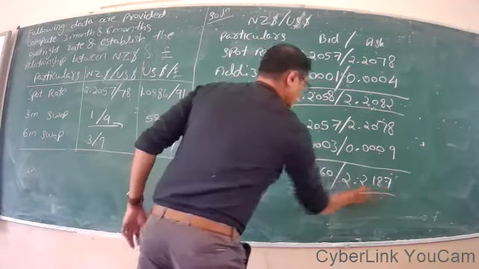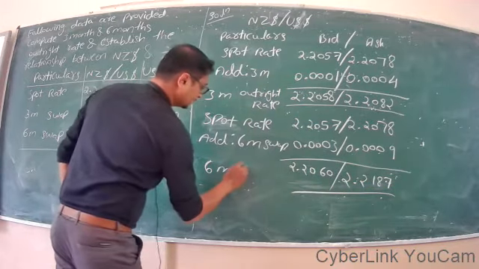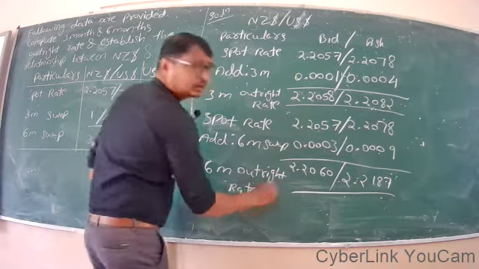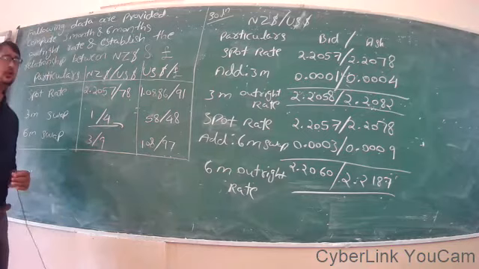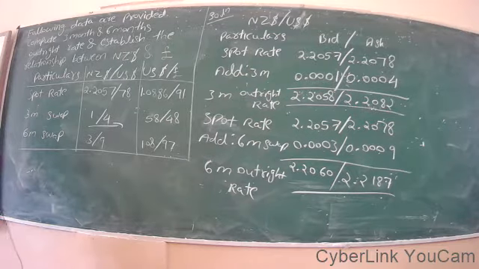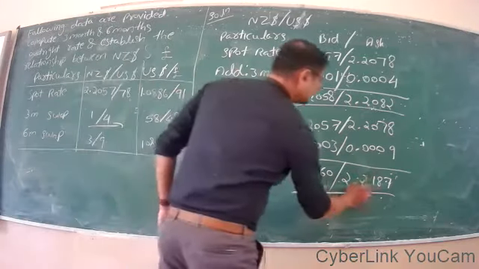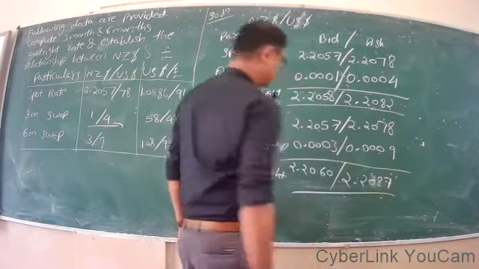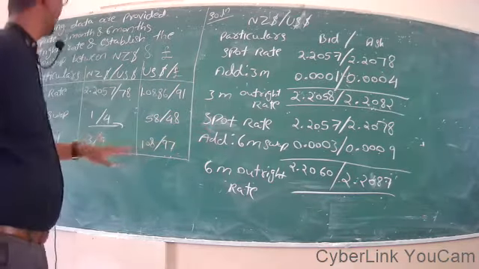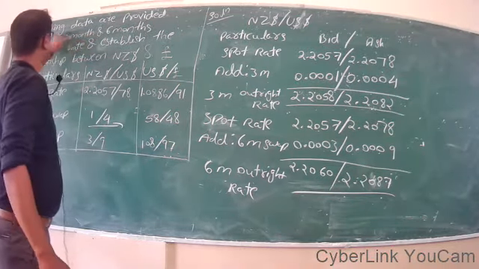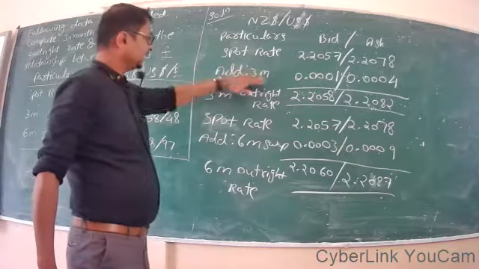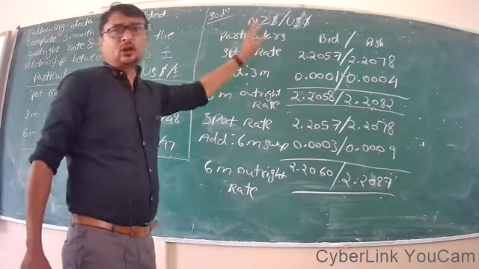So now, see, this is the 6 months outright rate or forward rate. Now again we have to calculate. This is what they have asked, because in the question they are asking: as the following data are provided, compute the 3 months and 6 months outright rate. So we have calculated the 3 months and 6 months outright rate for New Zealand dollar to US dollar.